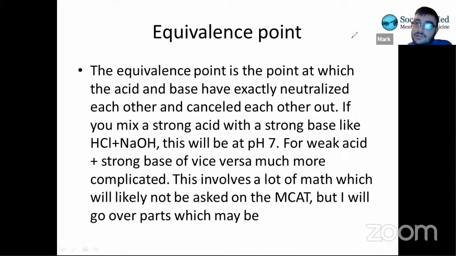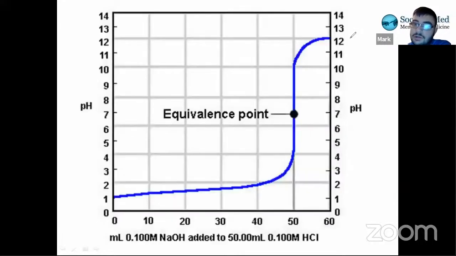That makes sense. So if you look at here, at this point, the amount of NaOH and HCl is exactly even. Starting from here to the right, there's more NaOH. Before this, there's more HCl.